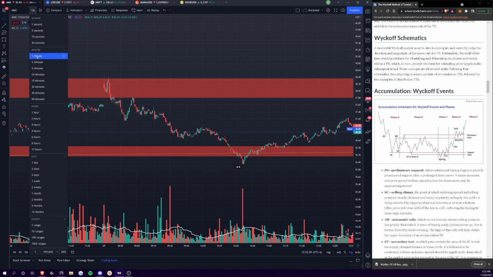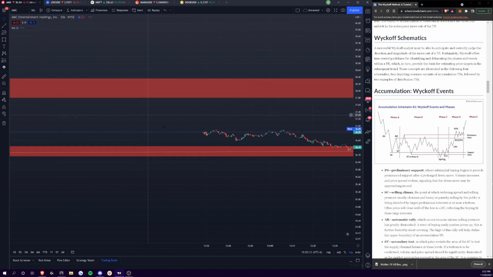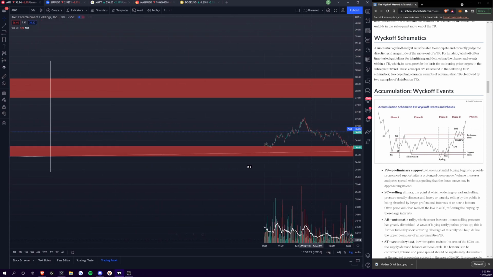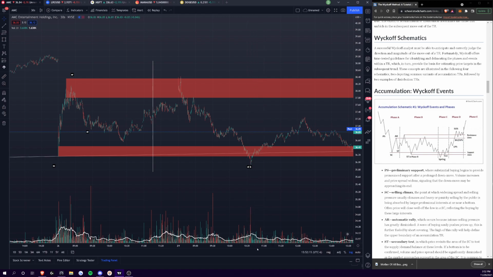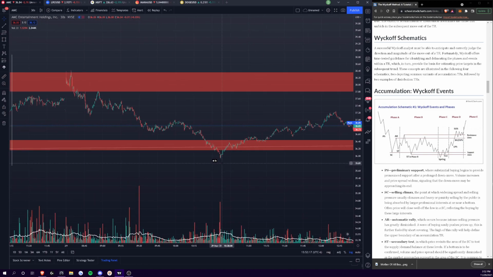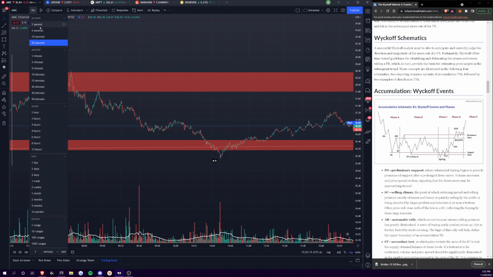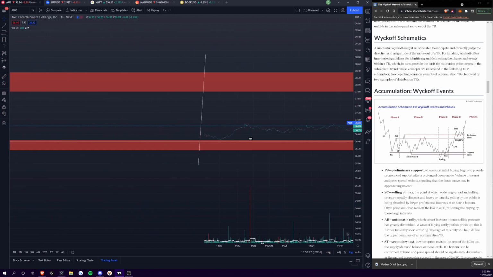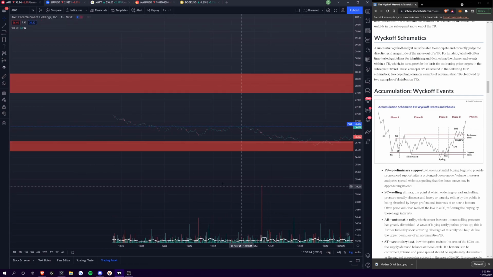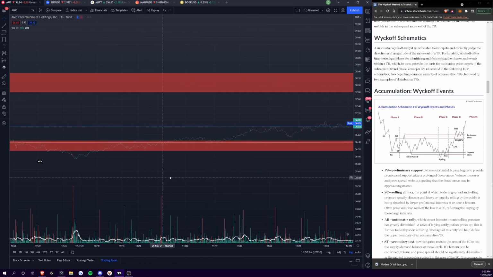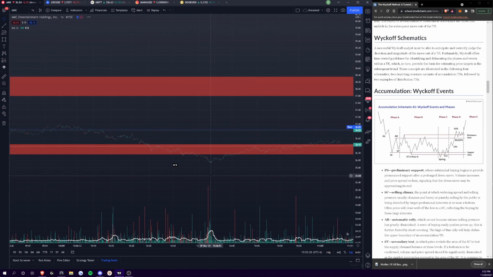Let's go to the 30-second chart on this candle, the sell test in phase B. I want to see if this is actually a red candle on volume. Let's go down to 1 second. Let's see what Composite Man is really working with. What did I say? Oh, it is red.